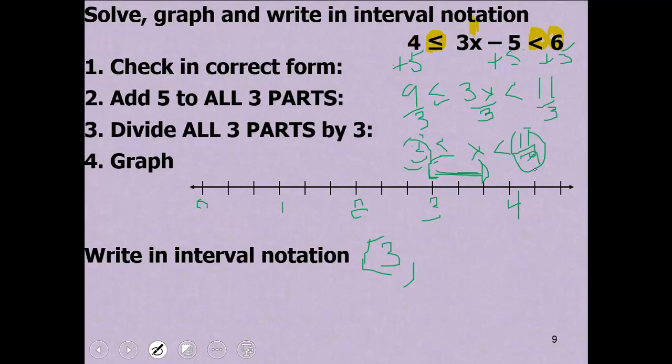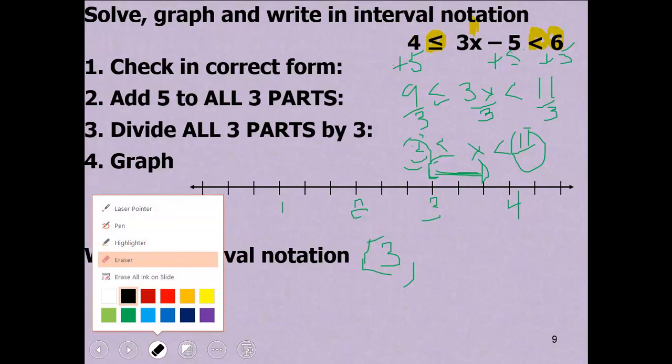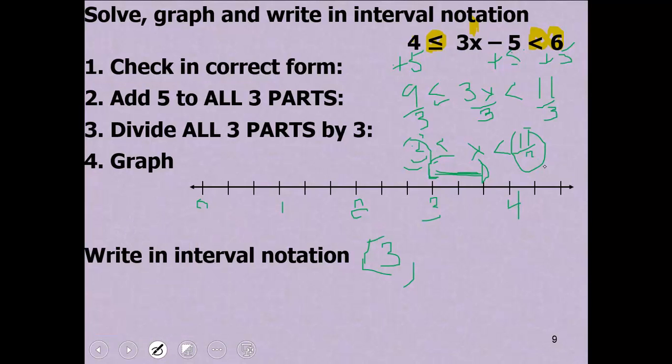that's 11 thirds. Gosh, sometimes my writing is just really crummy. This is 11 thirds, okay? And then we go to 11 thirds here, which is just shy of 4. And then we use a parenthesis because this inequality doesn't have the equals part with it, just like so.